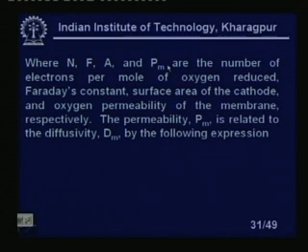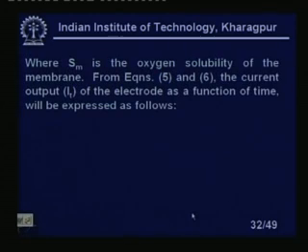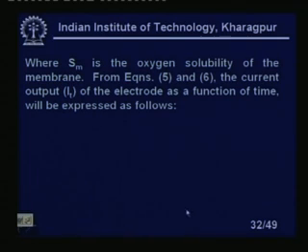The permeability P_m is related to the diffusivity of the oxygen by the following expression: P_m equal to D_m into S_m, where S_m is the oxygen solubility of the membrane. From equations 5 and 6, the current output I(t), because actually that is the only measurement, that is the reason we are going for the membrane covered electrode, otherwise we can make a chemical analysis. We need this current output for continuous measurement or continuous control of the partial pressure of oxygen or dissolved oxygen concentration either in the bioreactors or in the wastewater treatment plant, as a function of time, and it will be expressed as follows.